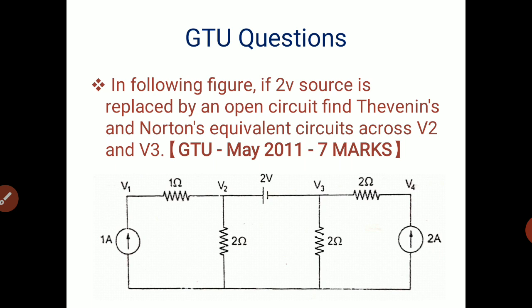Another question is that in the following figure, if the 2-volt source is replaced by an open circuit, find Thevenin's and Norton's equivalent circuit across V2 and V3. This question was asked in GTU May 2011 for 7 marks. So this is all about Norton's theorem and its application with respect to examples of any electrical circuit.